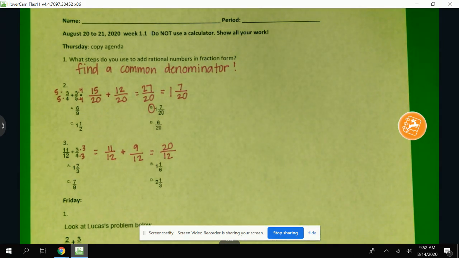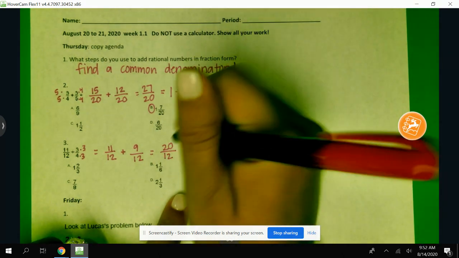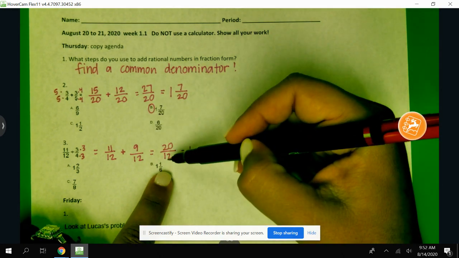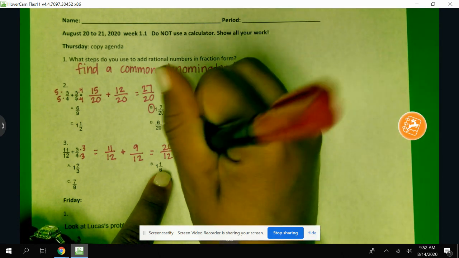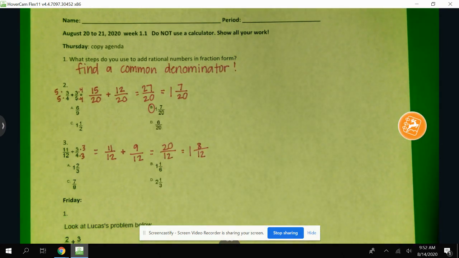Again, that's an improper fraction, which we don't want. We need to change that to a mixed number. So 12 goes into 20 how many times? Should only be 1. And then you have 8 remaining. So 20 minus 12 leaves you with 8. Okay. So you have 1 and 8/12.